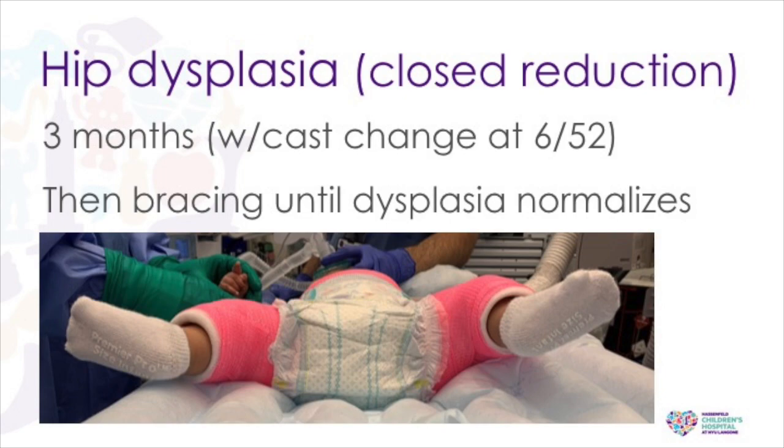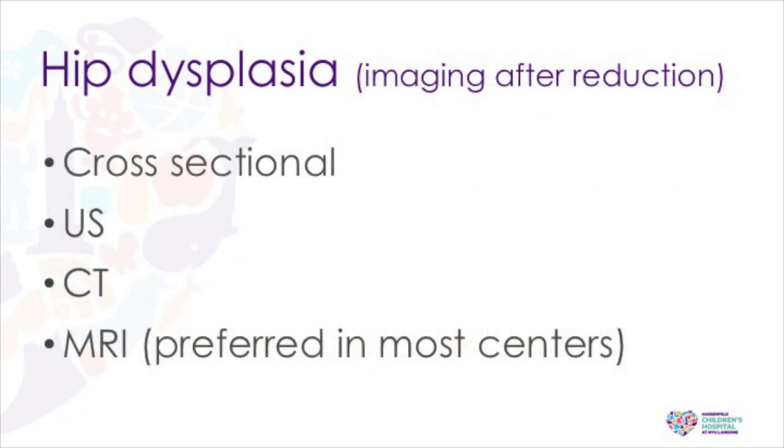The cast should be changed at 6 weeks, but is maintained for 3 months. After this, bracing should be utilized until the acetabular dysplasia normalizes. The imaging that should be taken after reduction should be cross-sectional. It has been proven that an X-ray is not sufficient to evaluate reduction. However, the use of ultrasound, CT, or MRI is still somewhat debated. Current evidence points to MRI as the preferred method of choice for evaluating reduction of the hip after a closed reduction.